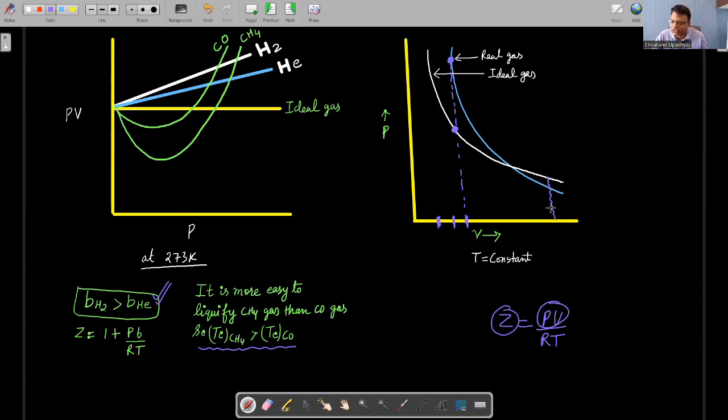So in case of real gas, force of attraction is there. If force of attraction is there, pressure of real gas is less than that of ideal gas. So these graphs are very common in exam. You can compare that. And this point is important. Critical temperature of CH4 is greater. It is easy to liquefy CH4 with respect to carbon monoxide.